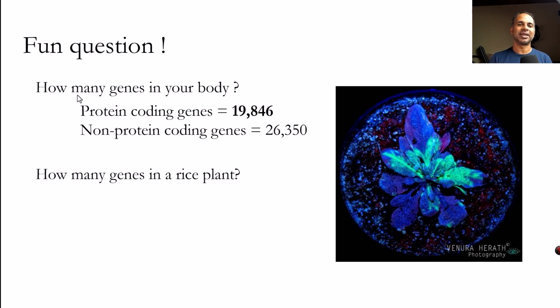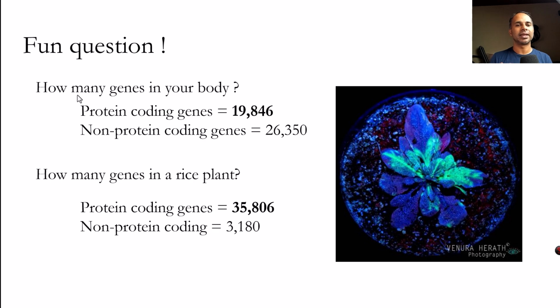When you look at rice plants, there are around 35,000 protein coding genes, and they have around 3,000 non-protein coding genes. So you can see that when you compare with humans, sometimes plants have way more genes than the human. So who's the boss, who's the most intelligent? That's a topic for another day.